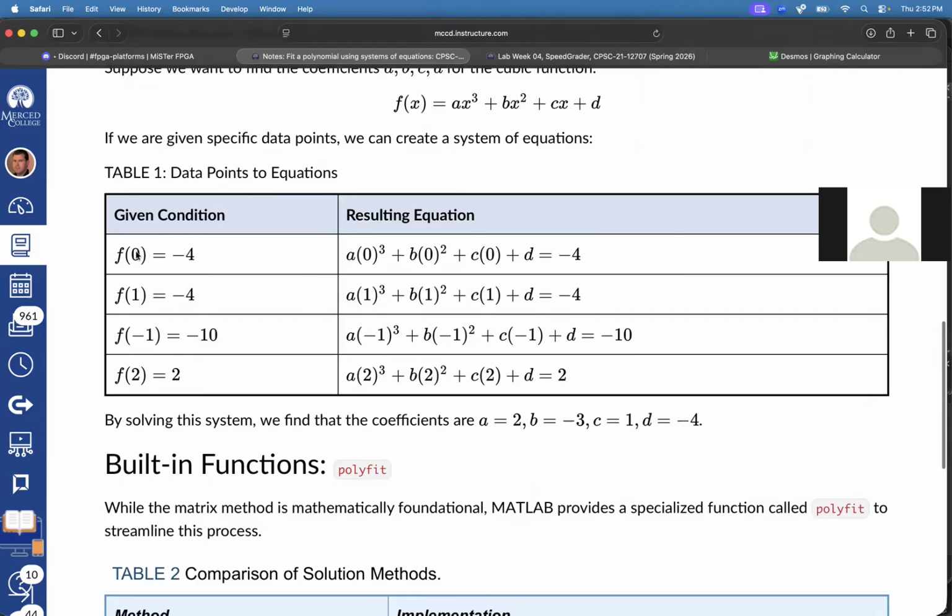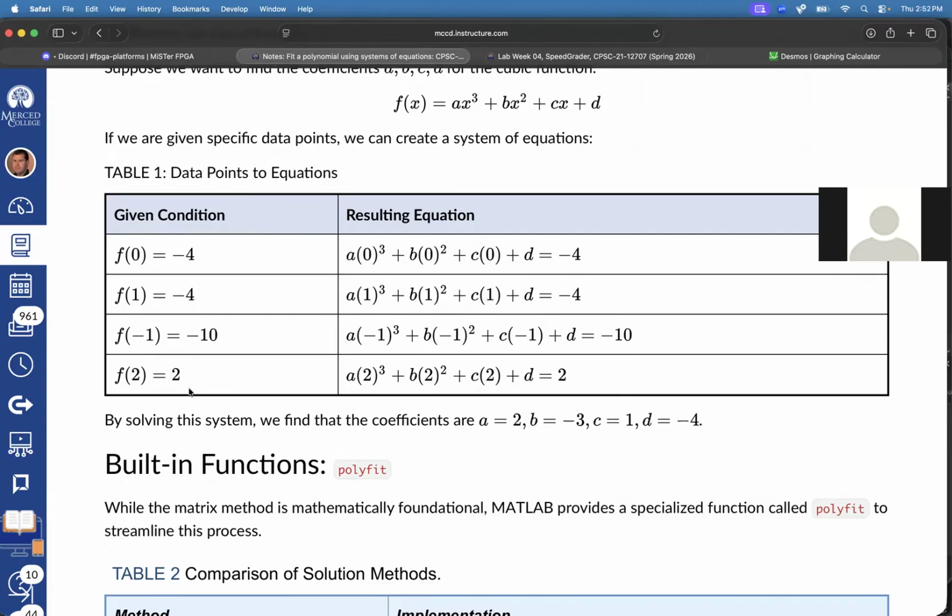So, for example, what if I want f of 0 to be -4? How could I do that? What if I want f of 1 to be -4? How could I do that? What if I want f of -1 to be -10 and f of 2 to be 2?